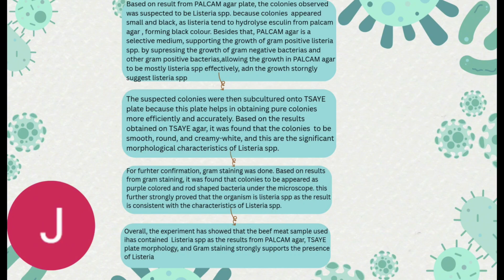Overall, this experiment shows that the beef meat sample used contains Listeria species because the results from the Palcam agar, TSAYE plate morphology, and Gram staining strongly support the presence of Listeria.